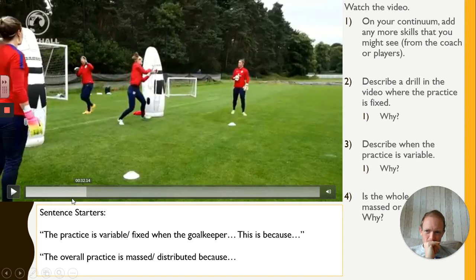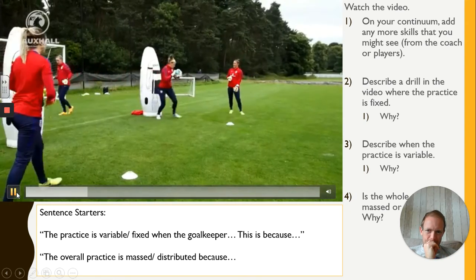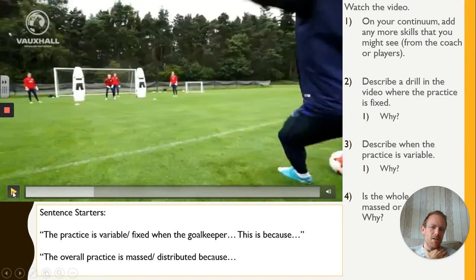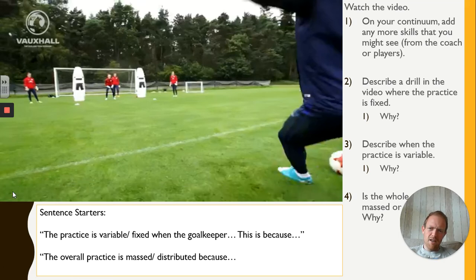The more we go on, let's have a look here again. It's still the same scenario, isn't it? The coach is kicking the ball from the edge of the area towards the goal with those inflatables there. The goalkeeper's trying to save it. So it's the same thing over and over again. But there's one thing that's different there, and you've probably worked it out yourself, which is the ball's not always going to the same place now. So for me, that moves up the continuum towards variable.